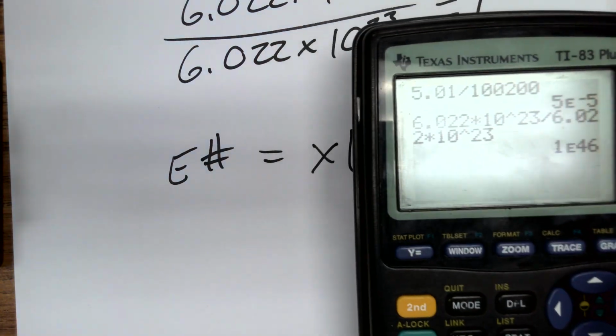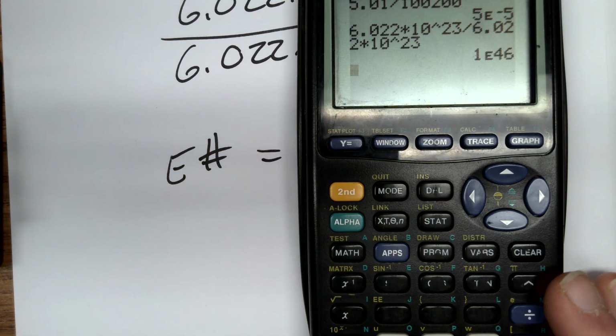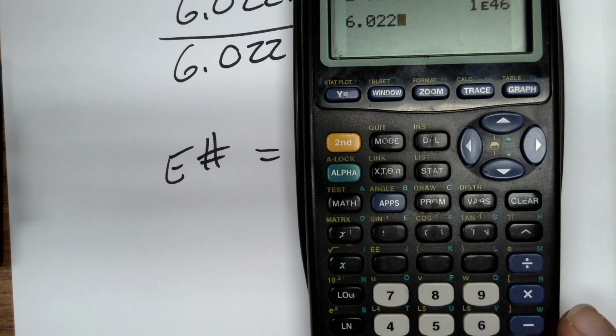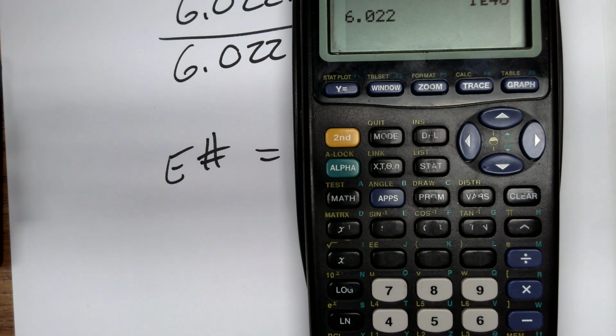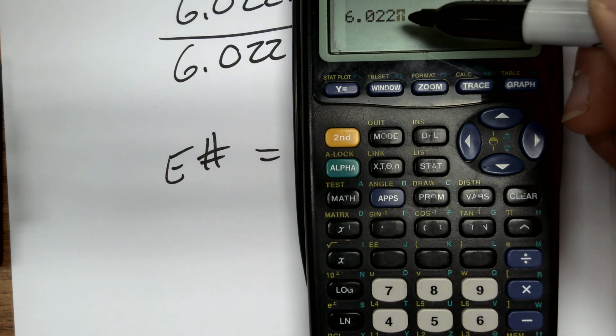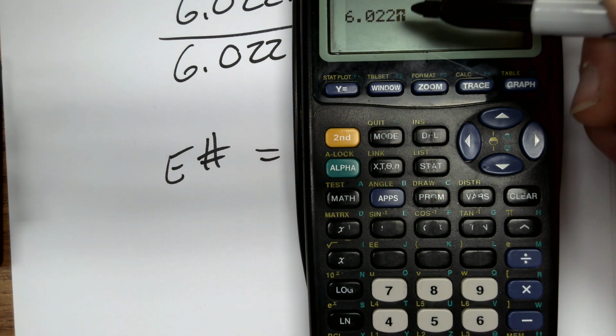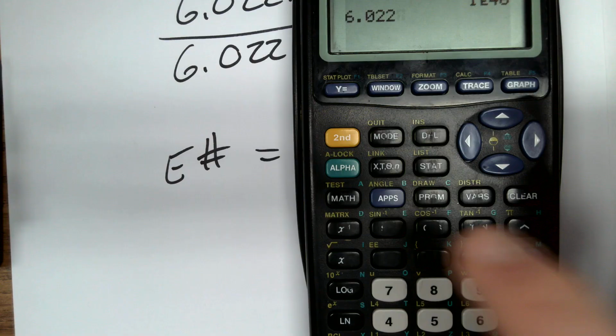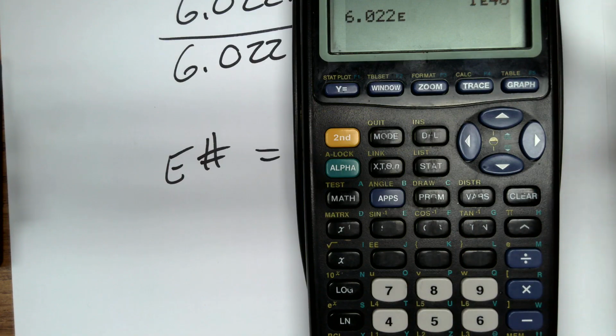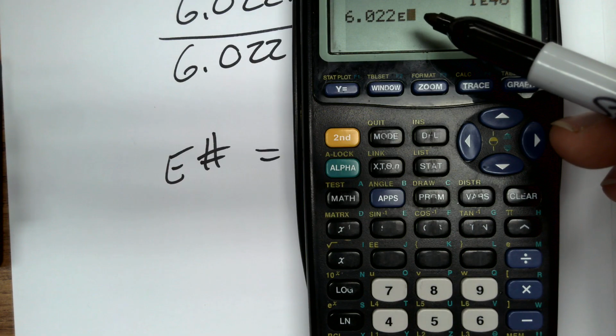So let's do it again. 6.022. Now this is how you're going to get the E function. You're going to hit the yellow second button. You're going to see a little arrow point up here, right? I'm going to hit this little comma button right here that's above the 7. Mine's worn off due to age. I press it, I get the E function.